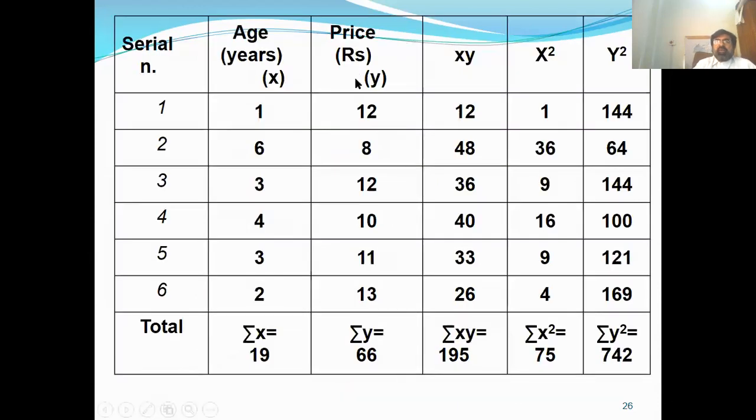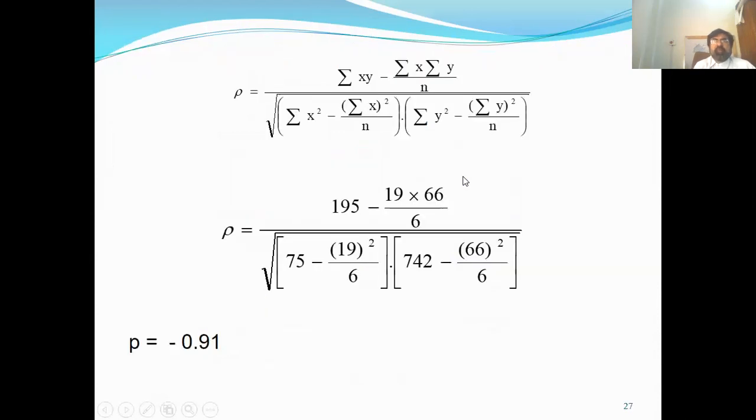And these are the calculated values xy, sigma x and sigma y square, and the correlation becomes minus 0.91, which means there is a strong negative correlation between these two variables. When one gets larger, the other decreases. For example, when the age of the car increases, it will automatically bring down the price. So the price will decrease.